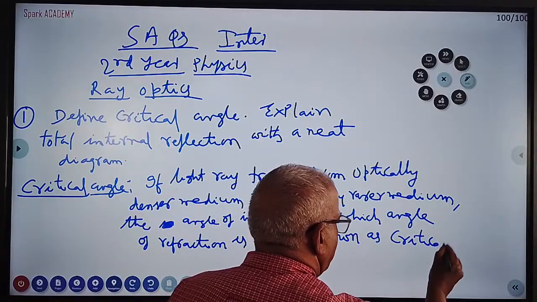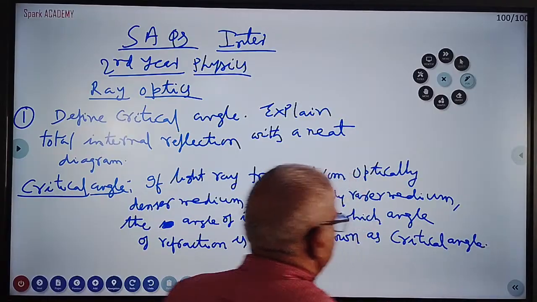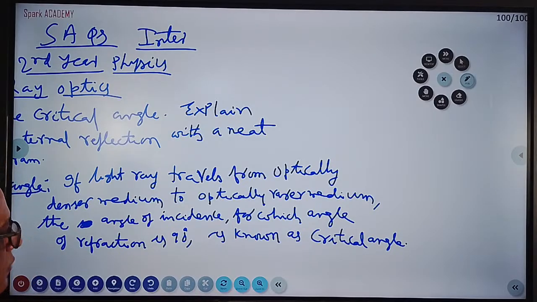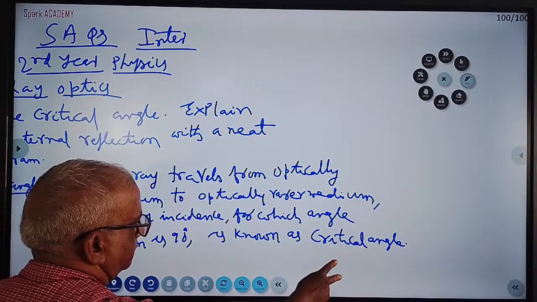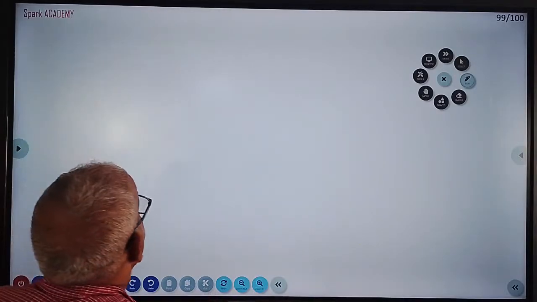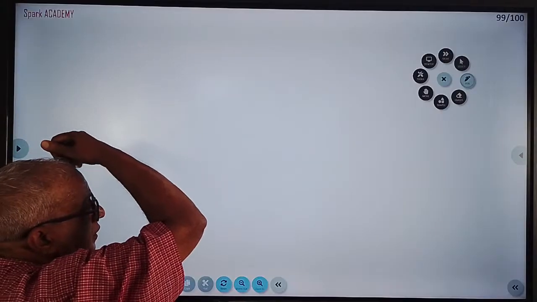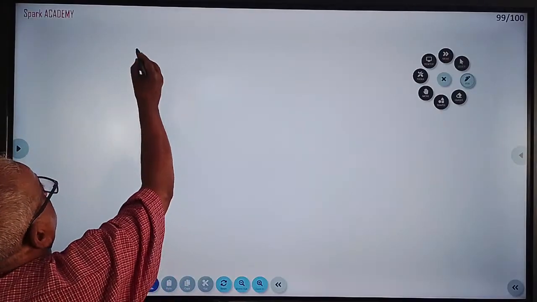Critical angle. So the main important point is, when a light ray travels from denser medium to optically rarer medium, the angle of incidence for which the angle of refraction is 90 degrees is known as critical angle. So now I am keeping a diagram for this on the next page. How to draw the diagram for critical angle? Critical angle directly you can draw, or what is the stage of critical angle?